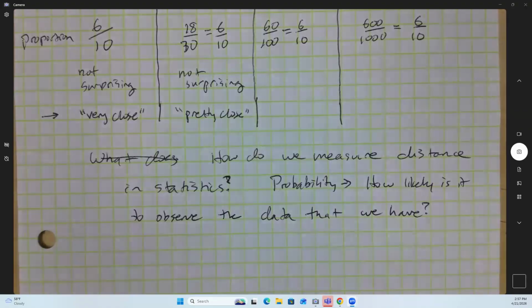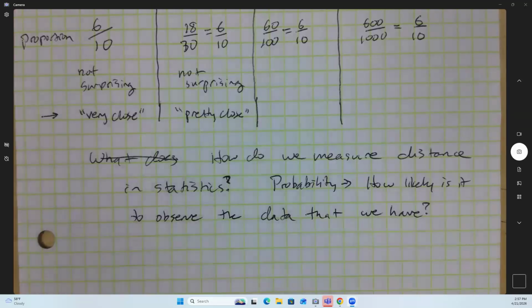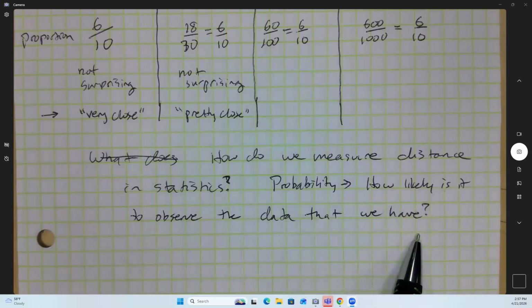And we're going to actually look at the visuals, but I want to emphasize, because this is one of the challenges moving forward, when we decide if something is surprising, when we decide something's far away in statistics, we are always asking about, how likely is it to observe what I actually saw? And if it's not very likely, then the distance is very far.